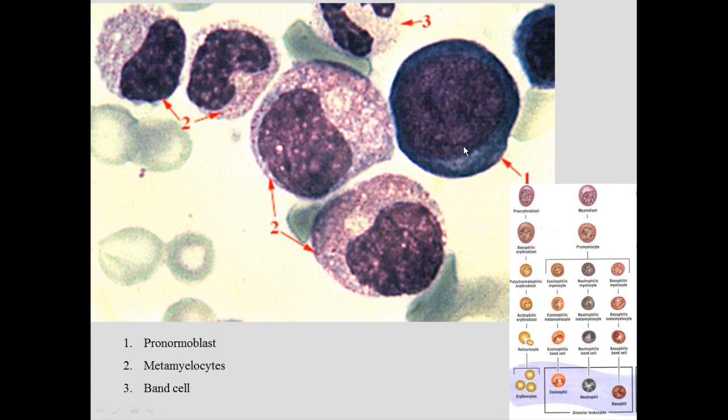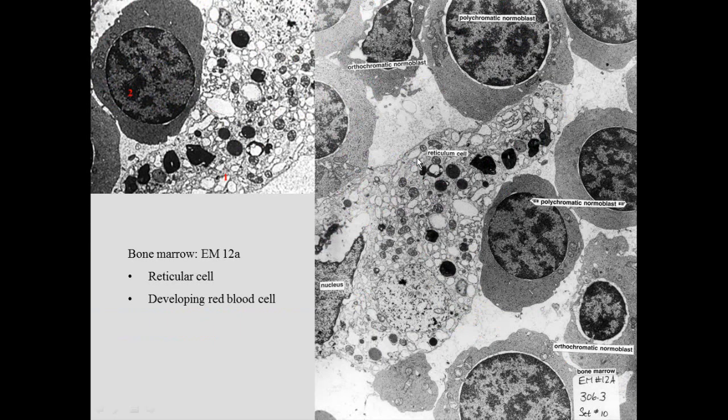Here we see a normoblast. This is a spherical structure, and it will make a red blood cell eventually. We have the metamyelocytes and then the band cell. And you can see the granularity is becoming more granules as we go to the more advanced cell. Nucleus become more non-spherical and even lobulated as we go.